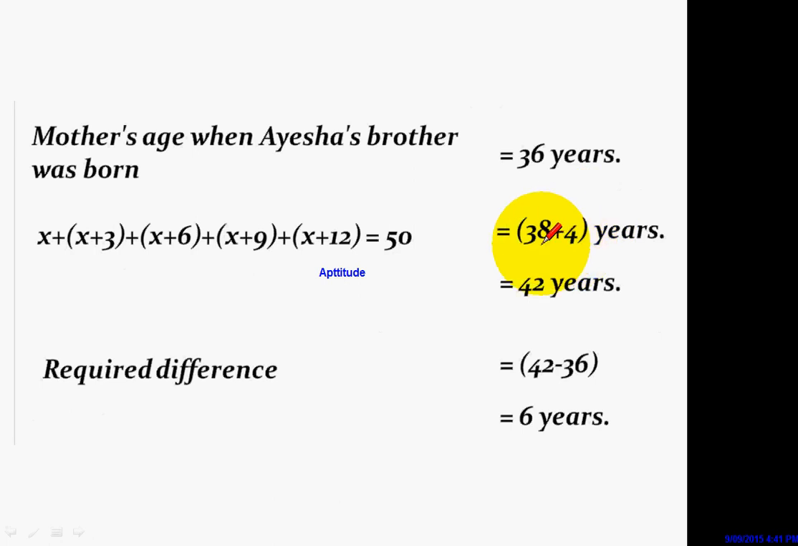Because her father was 38 when she was born, but the difference between Aisha and her brother was 4 years. So now I need to calculate the present age of her father. So when Aisha was born, he was 38. After 4 years, it was 4 years past, so I need to add 4. After 4 years, he became 42 years. At that time, her mother was 36 only. So the difference is 42 minus 36, which is 6 years. Very simple.